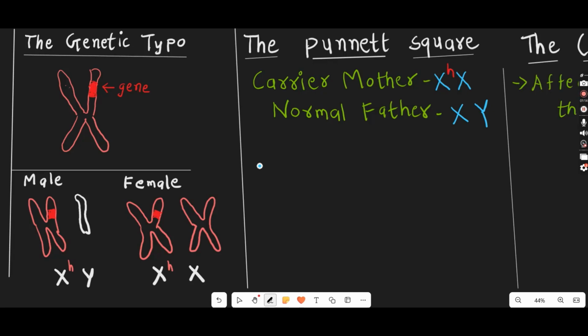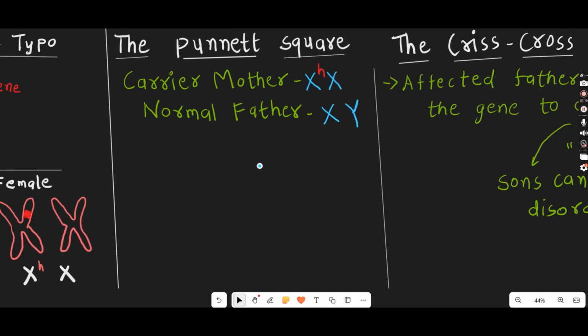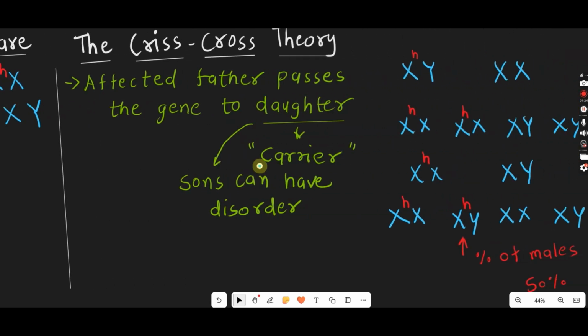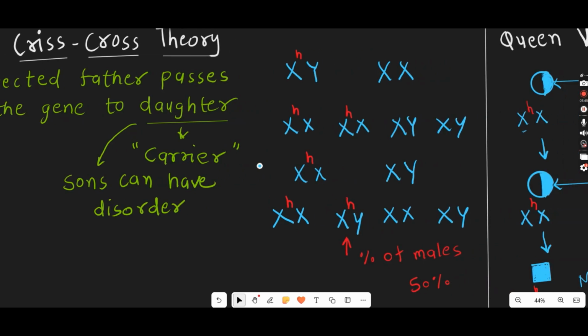Now let's look at Criss-Cross Theory. What is Criss-Cross Theory? Where an affected father passes the gene to his daughter, where this daughter becomes the carrier. She will be healthy, she will not show any symptoms, but her sons can have the disorder. Let's look at this. So, this is an affected father and a healthy mother.